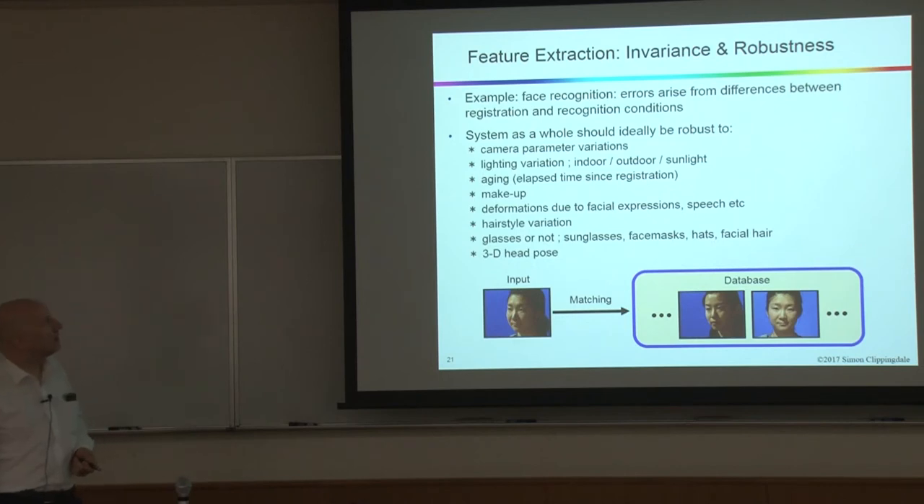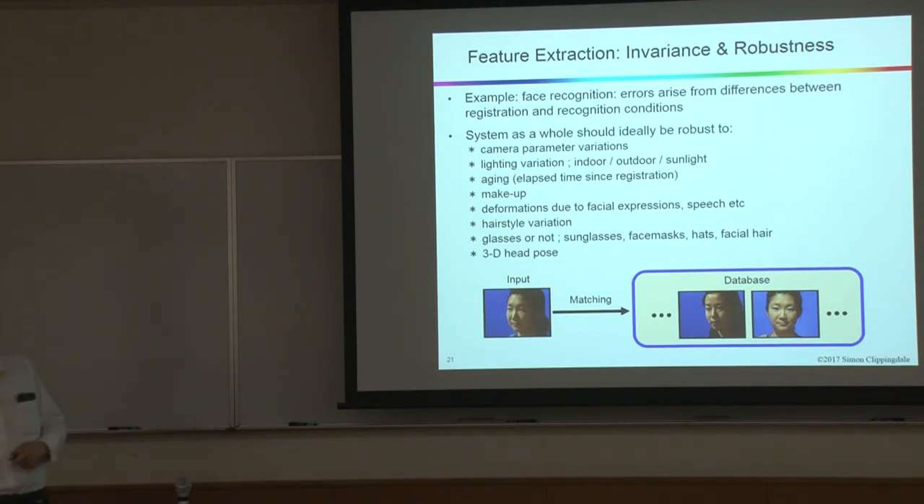So here's an example again from face recognition. Errors in face recognition systems usually arise from differences between the registered data and the conditions under which you try to recognize new people. Ideally, you would like your system to be robust to camera parameter variations, like the focal length of the camera, for example. Lighting variations are particularly nasty. Aging, makeup, facial expressions, speech deformations, variations in hairstyle, sunglasses, face masks, etc. 3D head pose. So you would like your system to work even if people turn their heads to some extent.